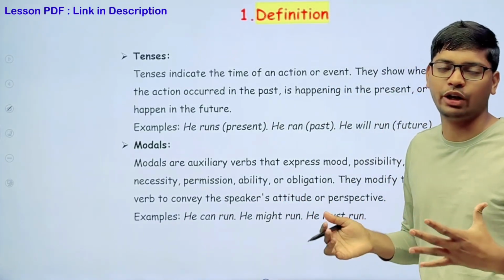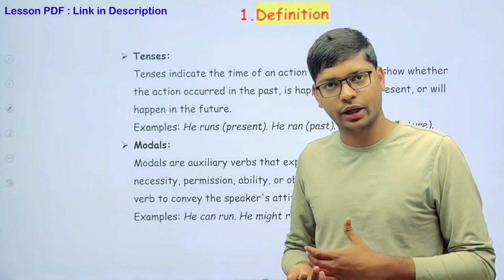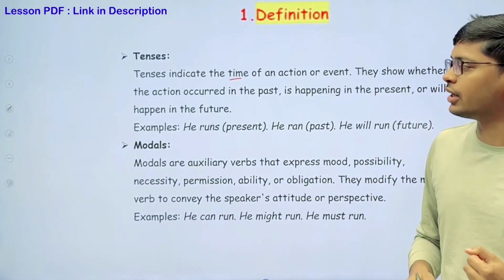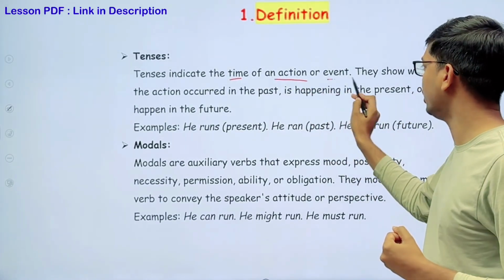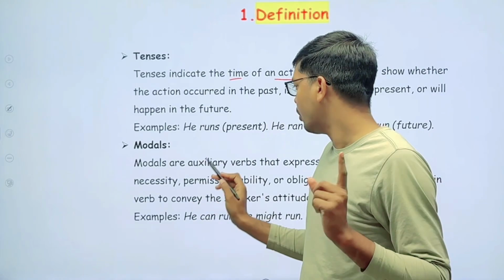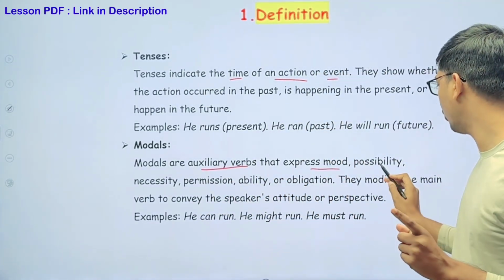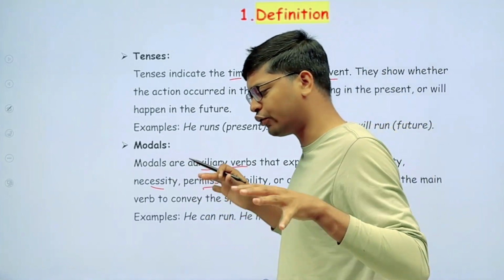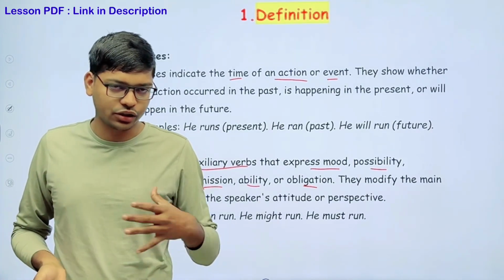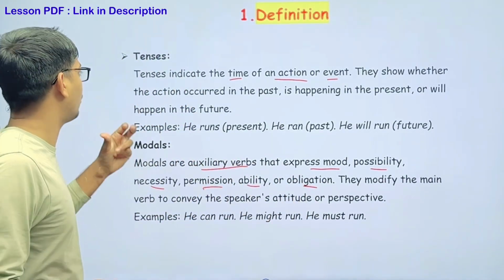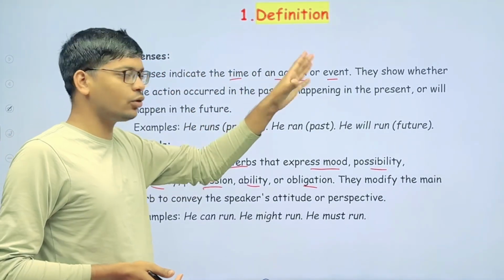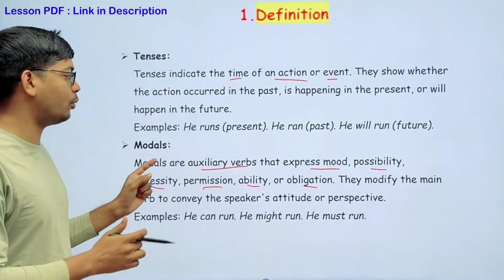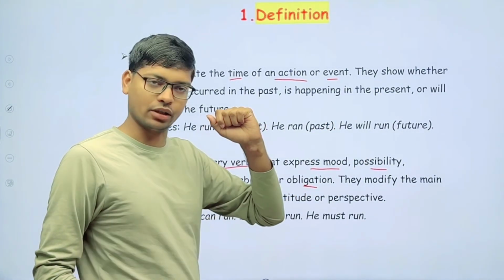Our first point is related to definition of tenses and modals. Tenses indicate the time of an action or event. Next, modals. Modals are auxiliary verbs that express mood, possibility, necessity, permission, ability, or obligation. Okay, this is our first point. All about tense: tenses indicate time of an action or event, but modals are auxiliary verbs that express mood, possibility, necessity, permission, ability, or obligation.